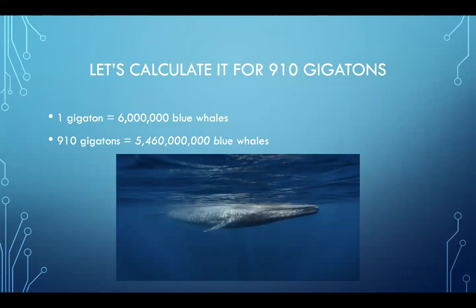So 1 gigaton is equal to 6 million blue whales, and 910 gigatons is equal to 5.46 billion blue whales.